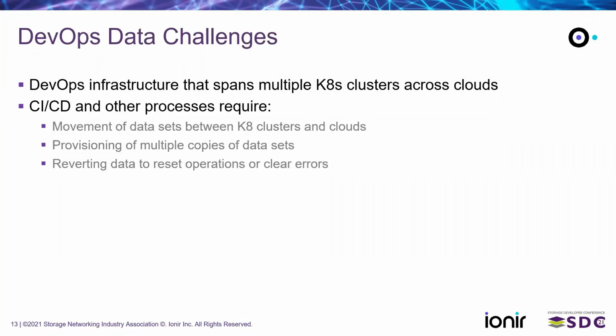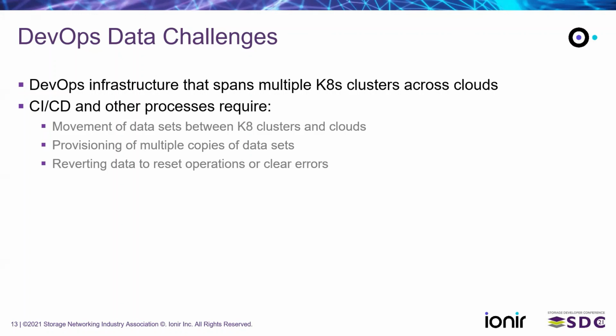DevOps infrastructure typically spans multiple Kubernetes clusters, and with the increasing distributed nature of enterprise IT, these clusters span across multiple clouds. There are multiple delays in DevOps environments as a result of data operations. These data delays may be in CI/CD and other DevOps pipelines that require datasets to be moved or copied within a cluster or between Kubernetes clusters. This may be to provide production datasets to development and test teams, or for test scaling, where multiple copies of data may need to be provisioned rapidly.